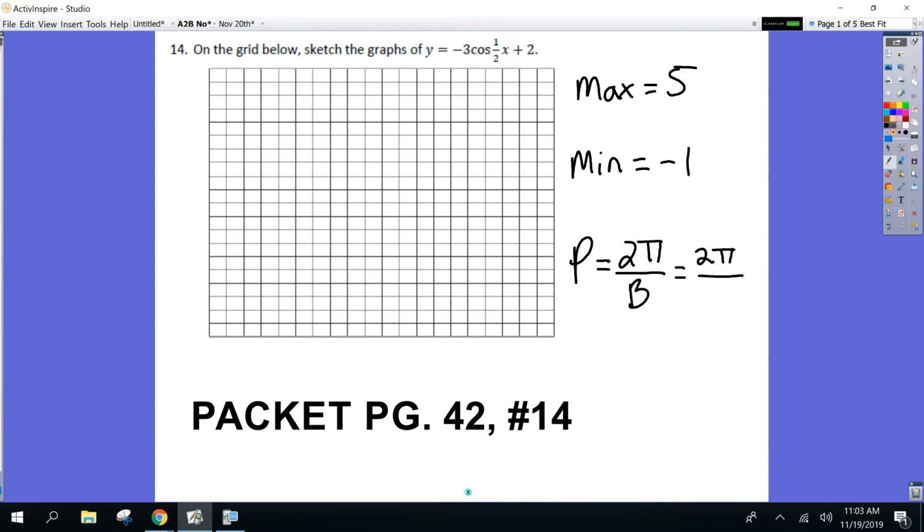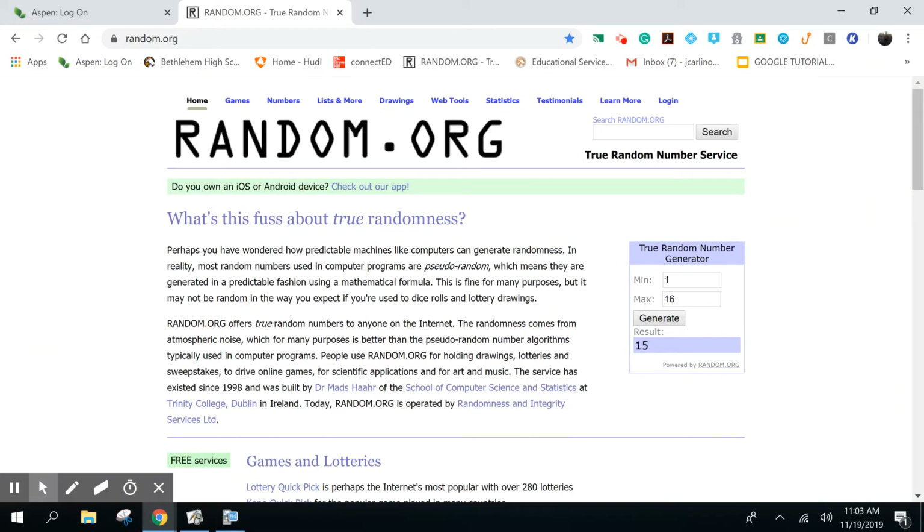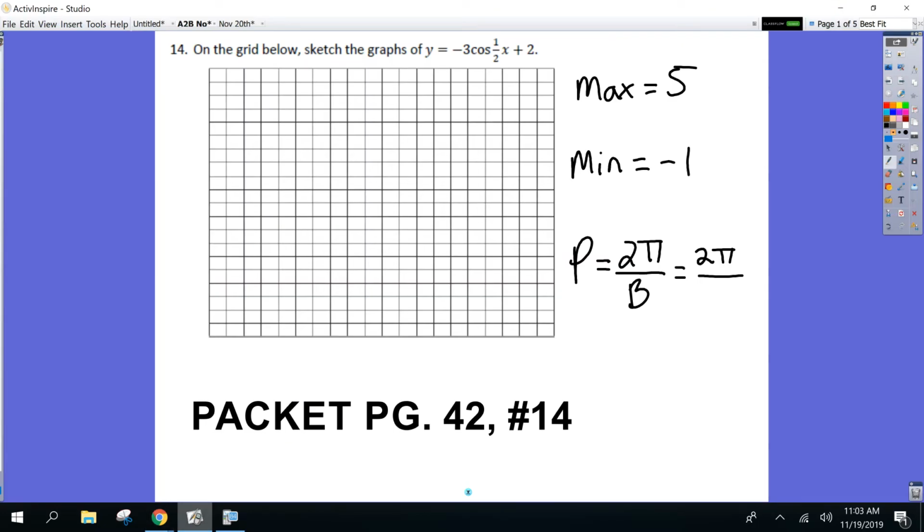Somebody plug in for the b value for me. What is the b value off the equation? 1/2. Nice job. Skip and flip. The period should have been 4 pi. Where's that going to go on my graph? The end. That is the last value, correct? The last tick mark on there is 4 pi.